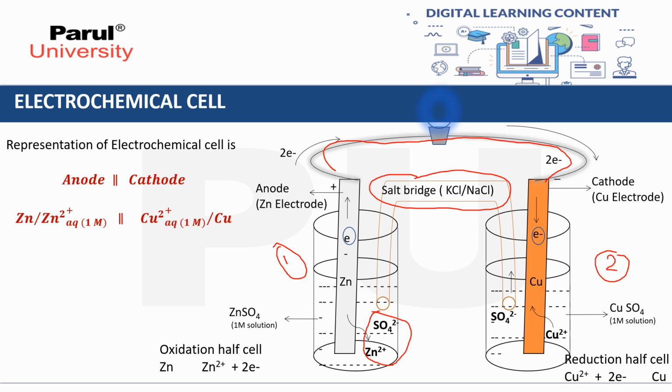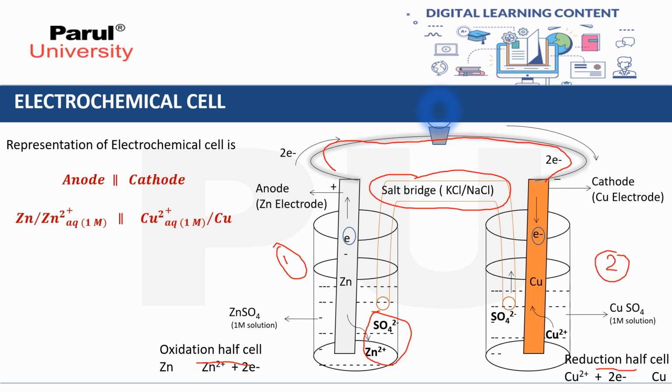So when the reaction takes place, the Zn ion moves into the solution and the electrons are transferred to the other electrode through the external circuit, and the copper ion from the copper sulfate solution gains these two electrons and gets converted into copper. So one is the oxidation half cell and the other one is the reduction half cell.